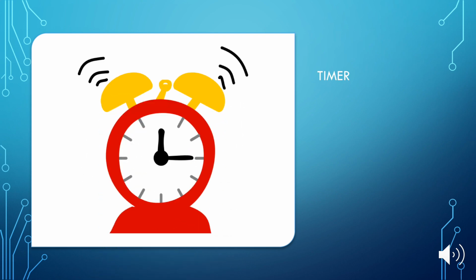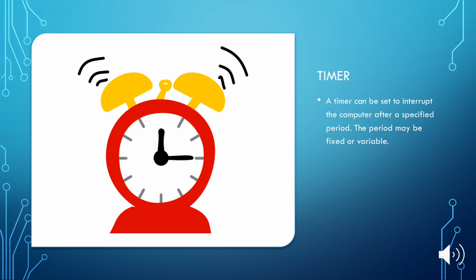Timer. We must ensure that the operating system maintains control over the CPU. We cannot allow a user program to get stuck in an infinite loop or to fail to call system service and never return control to the operating system. Now, to accomplish this goal, we can use a timer. A timer can be set to interrupt the computer after a specified period. The period may be fixed or a variable.